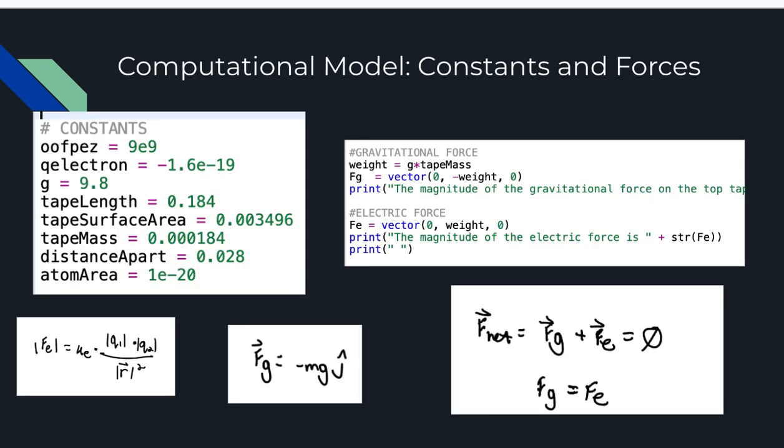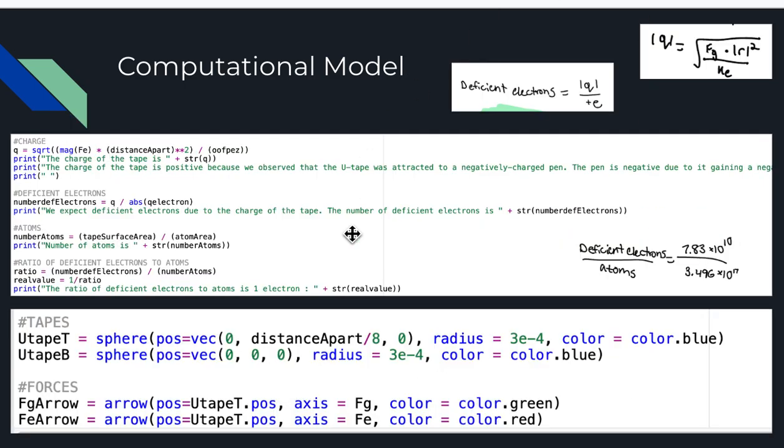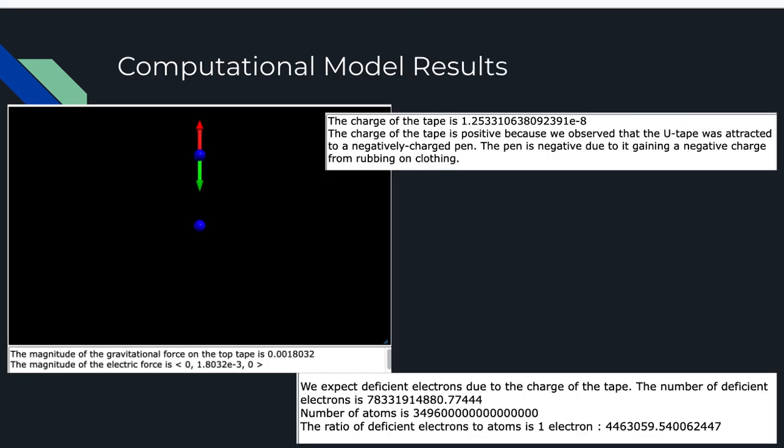This was the computational model based on those constants, and we put in the net forces of gravity and electric force and set them equal to 0. This was the computational model continued, of the deficient electrons and then the charge. This was the results of the computational model of the gravitational force and electric force.